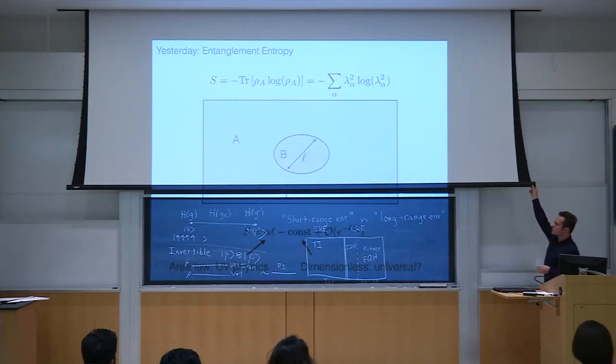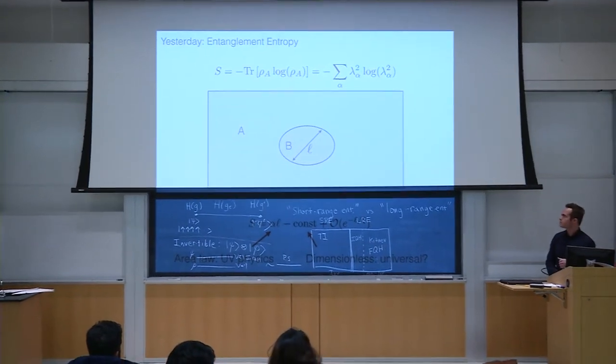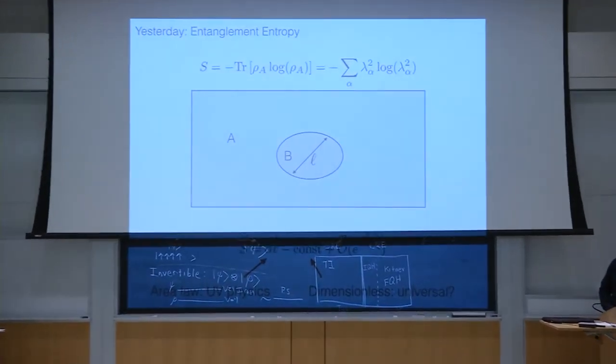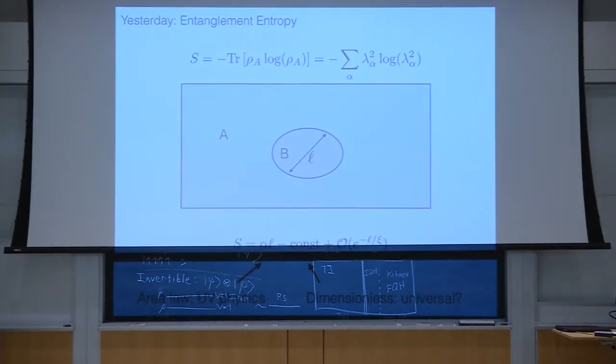Can I lower this now? So at least hopefully I can explain topological entanglement entropy. Yeah, that's fine. Actually, a little bit lower.